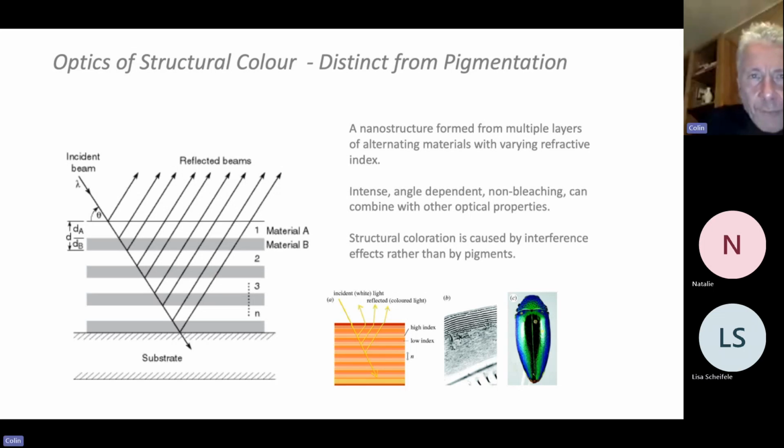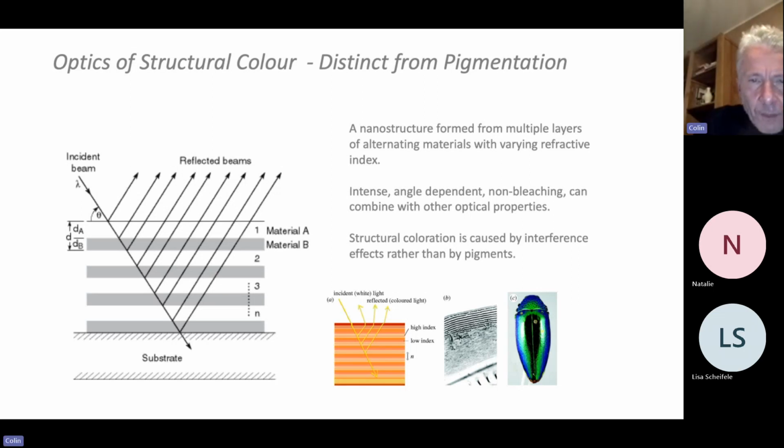You can also have it work outside the visual spectrum. So it can work in the ultraviolet or the infrared, given the right kind of setup. So it's a very different thing from pigmentation.